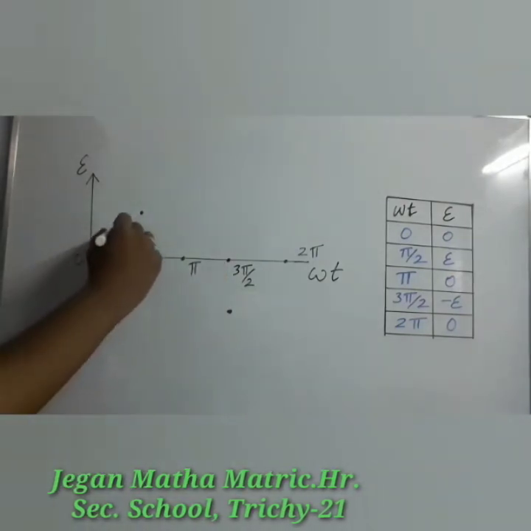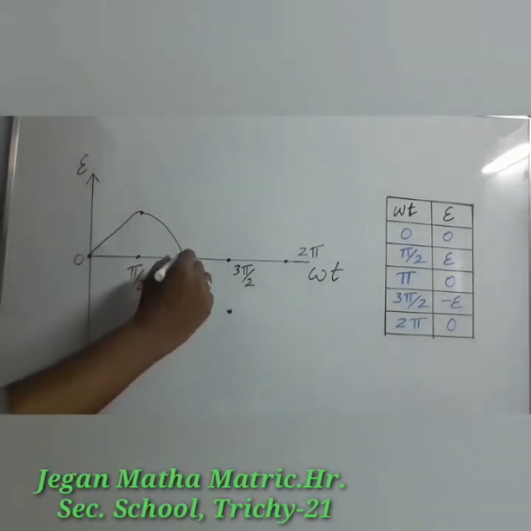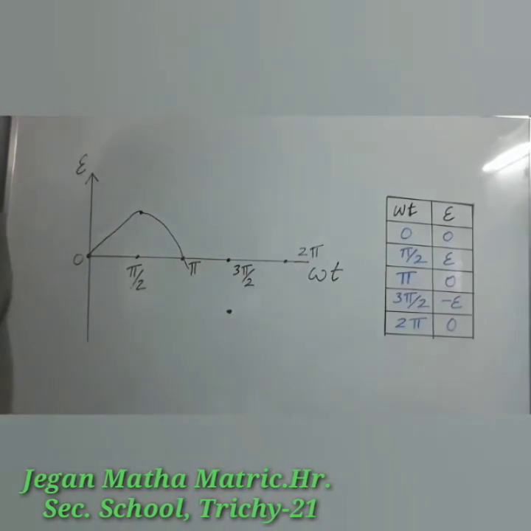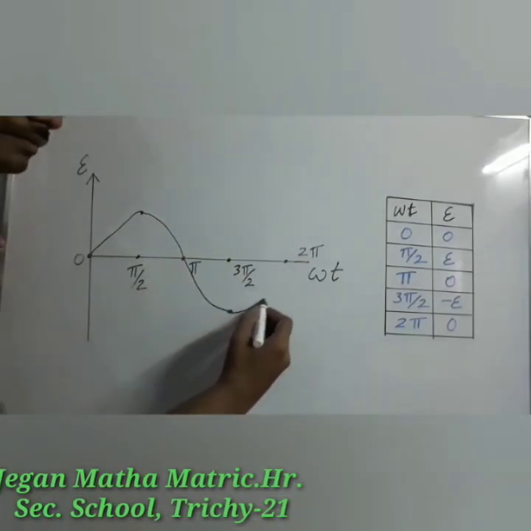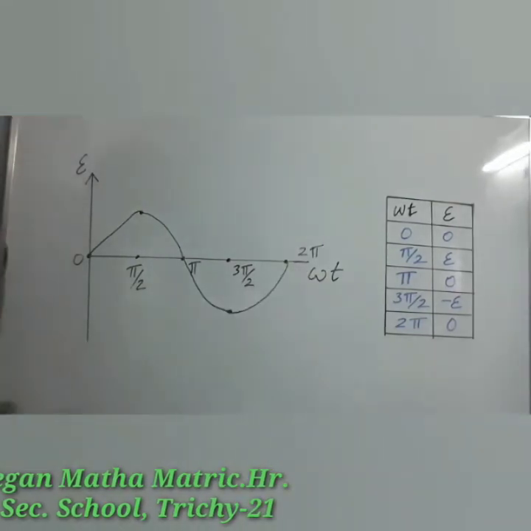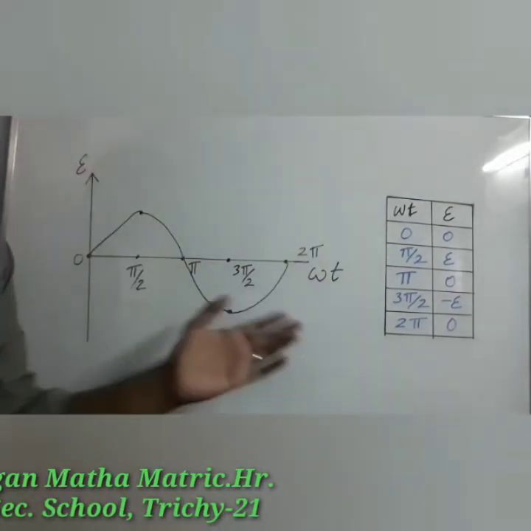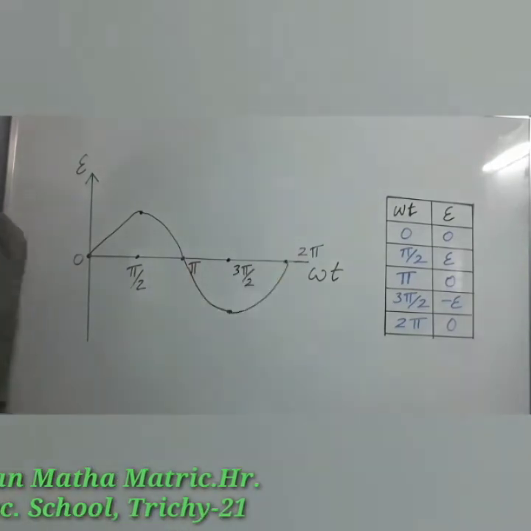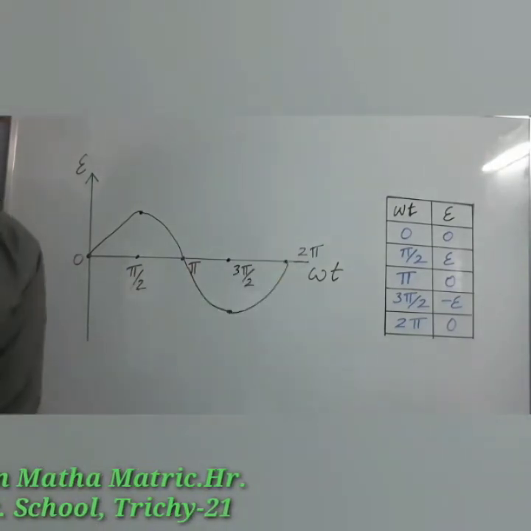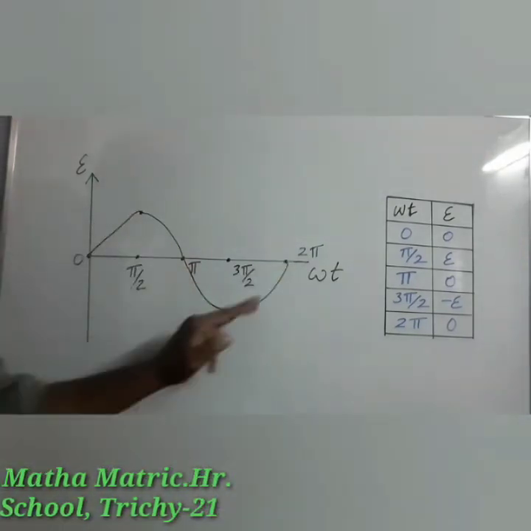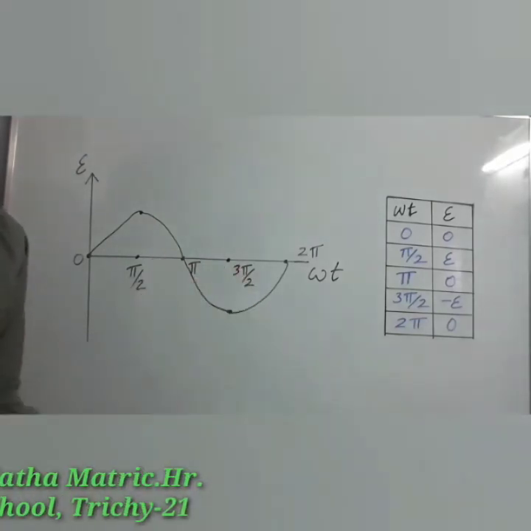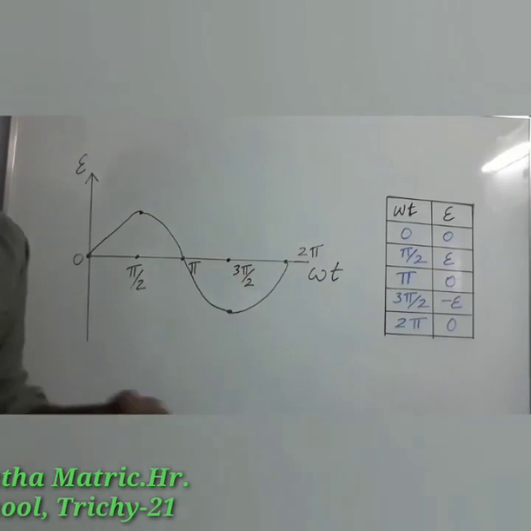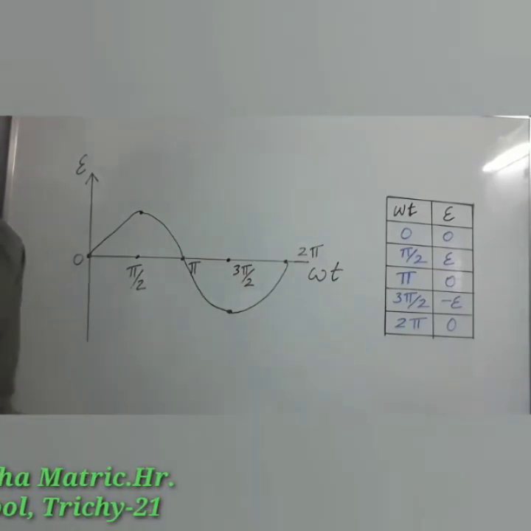So 0 to pi by 2, pi by 2 to pi, pi to 3 pi by 2, and finally that leads to 2 pi. The graph between induced EMF and the time angle for one rotation of the coil is a sine curve. Likewise, the curve you are getting is nothing but a sine curve. The EMF varying in this manner is called sinusoidal EMF or alternating EMF.